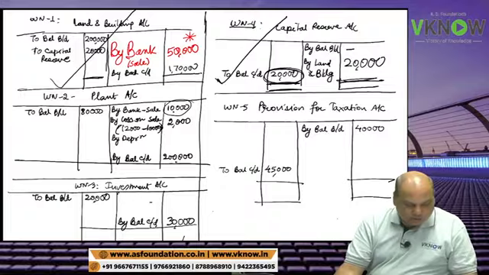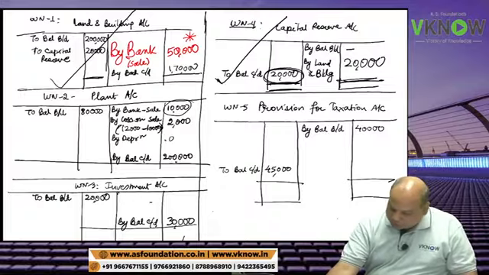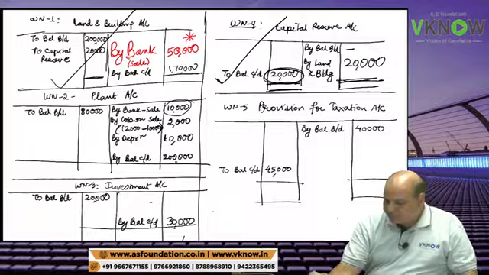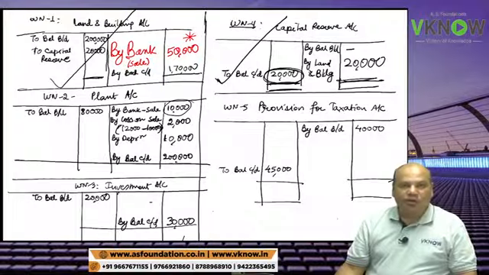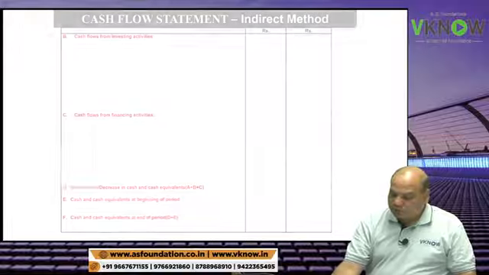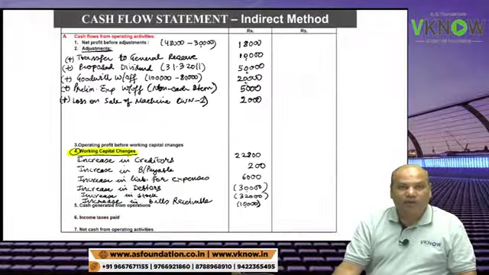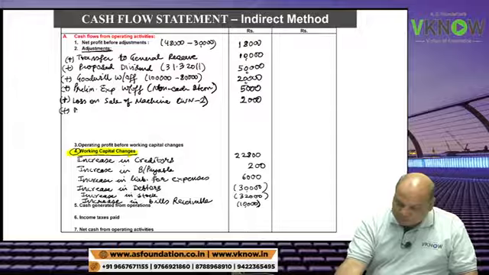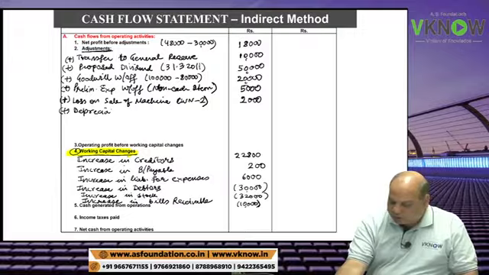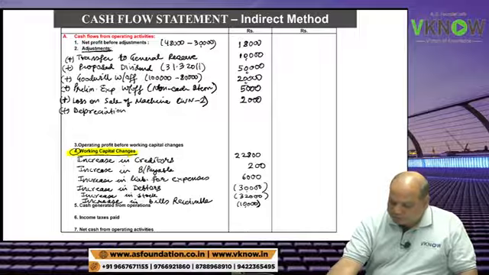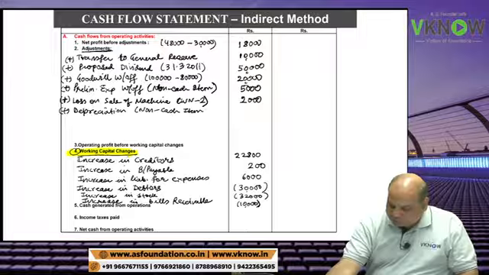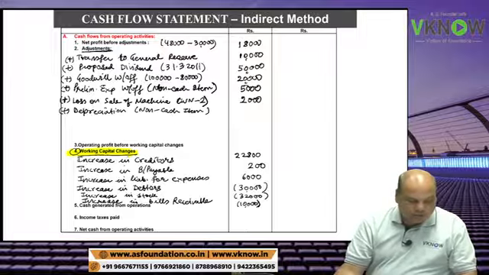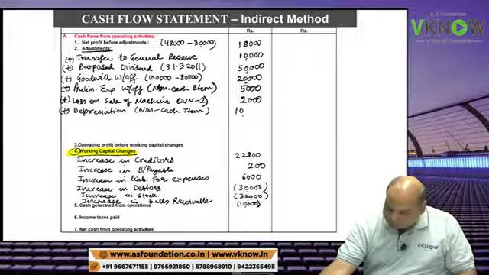By depreciation for the year 10,000 rupees. Write down on the credit side, by depreciation for the year 10,000. And what we will do? This we will add back in adjustment, in operating activity, add depreciation. Why are we adding? It is a non-cash item which was debited to the P&L account. So I have to add it back to get the cash flow figure, 10,000 rupees.